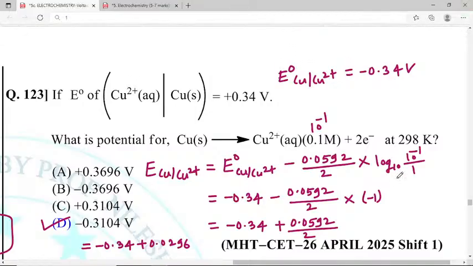Answer should be negative because minus plus becomes subtraction. Sign should be higher terms. So the sign should be negative value here because minus 0.34 plus 0.0592 divided by 2 becomes 0.0296. Okay, get it? Answer should be negative. If you mention the answer should be negative, the two options get cancelled.